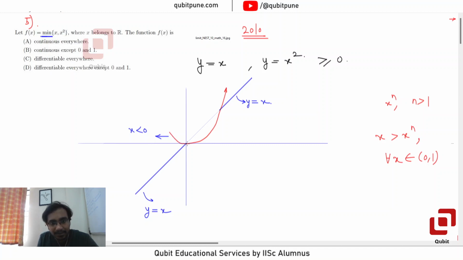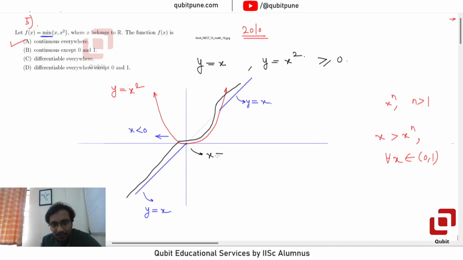Well, we can draw this portion also by symmetry, but what will be the function's representation? The function's representation would be this line followed by this and then followed by this. Now there is no doubt that this is continuous everywhere, so option A is right. I think this is a multiple select question. Now, is it differentiable everywhere? It's not differentiable everywhere. It is differentiable everywhere except two locations.